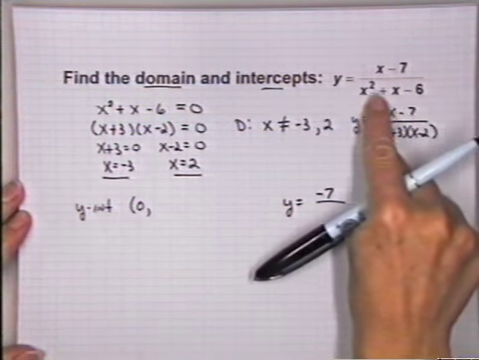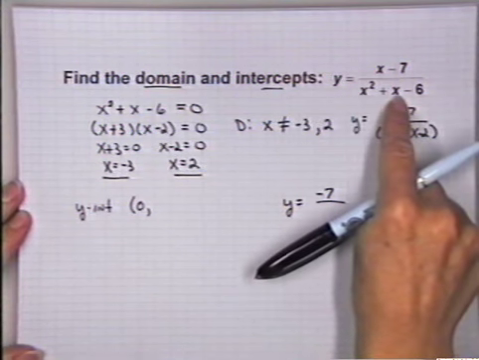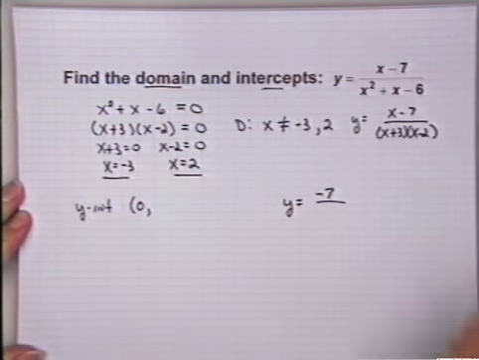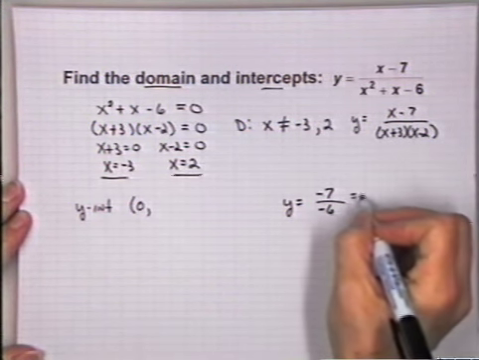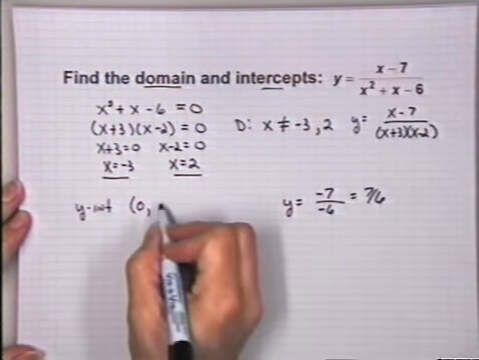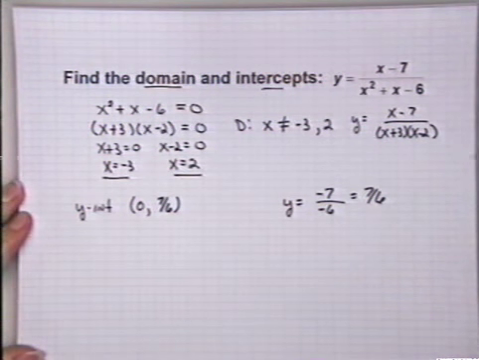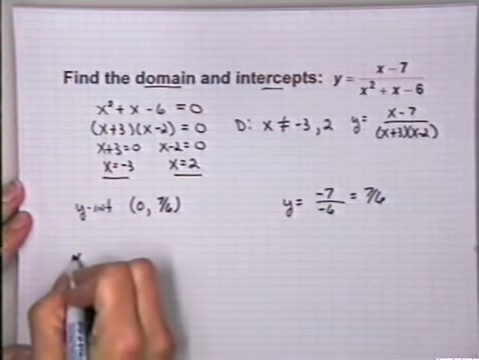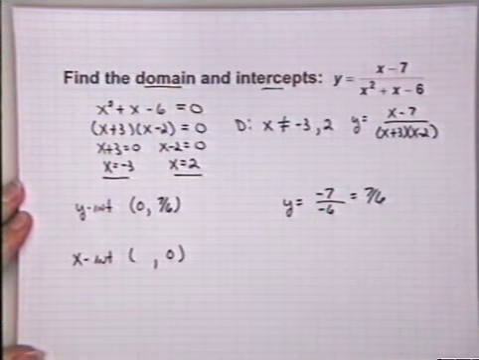In the denominator, if the x's here and here are both zeros, then I have 0 plus 0 subtract 6 is -6. So y will become +7/6. So if x is 0, y is 7/6. There's my y-intercept. Now, to get the x-intercept, recall, we're going to choose y to be 0.